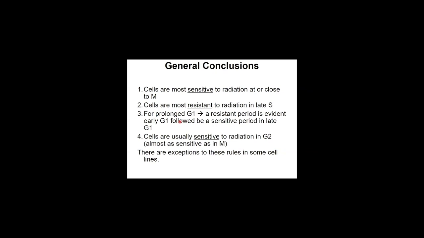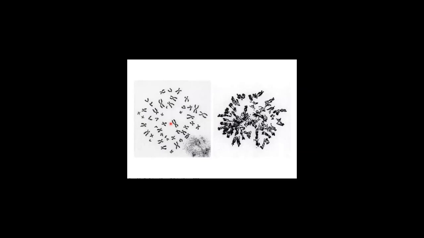If there's a prolonged G1, there's a resistant period early followed by a sensitive period late. So late in G1 is when the cells are more sensitive. This is again showing that in M phase, one of the reasons why people believe it's more sensitive is because the chromosomes are out, the DNA is more exposed.